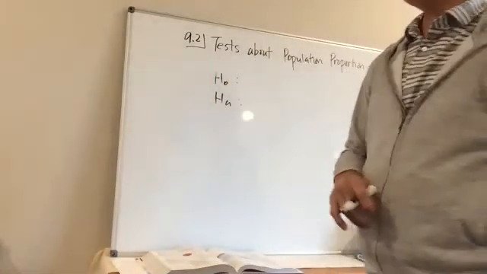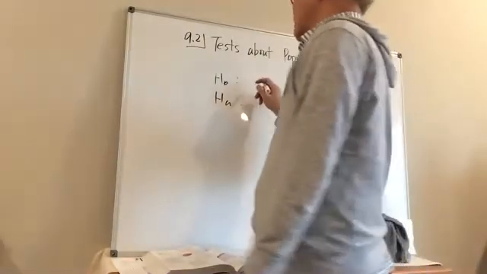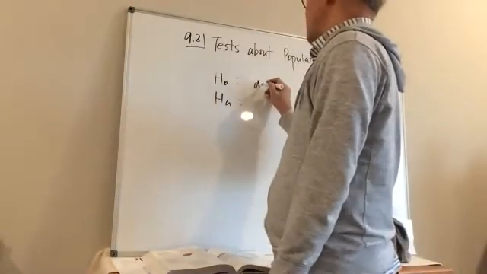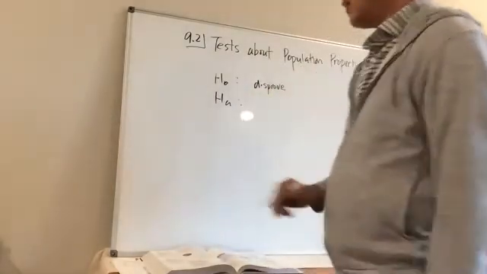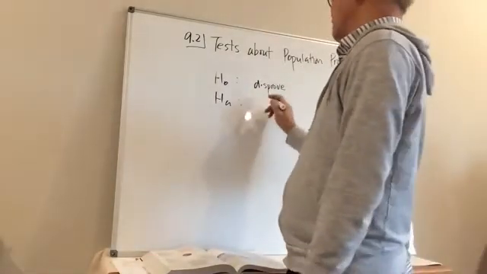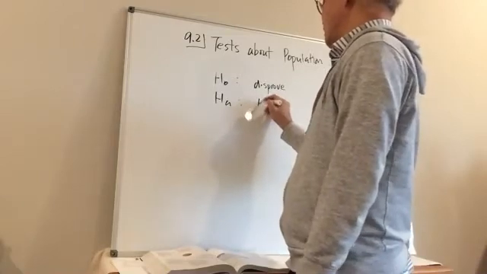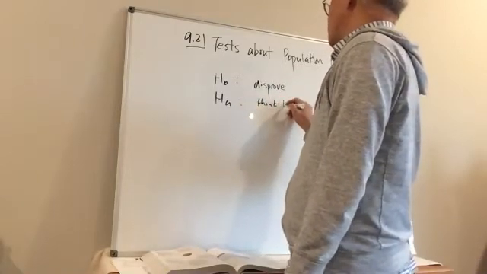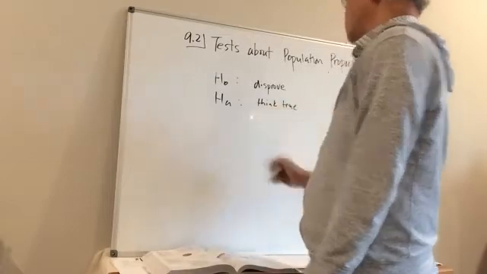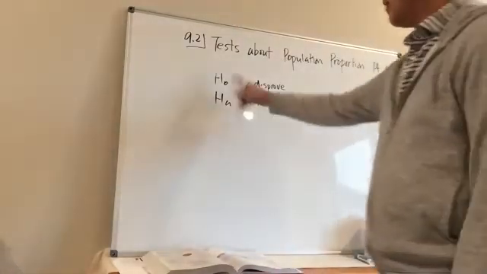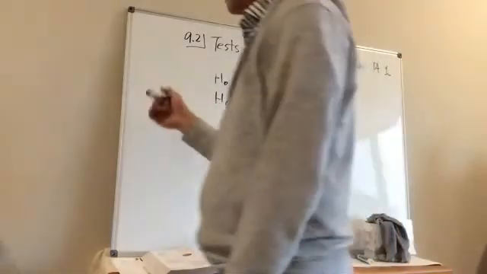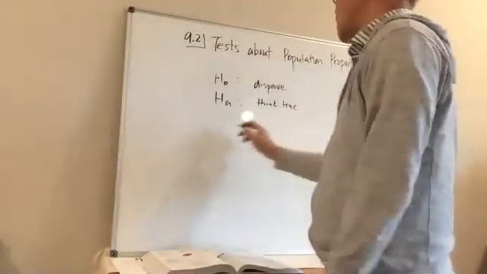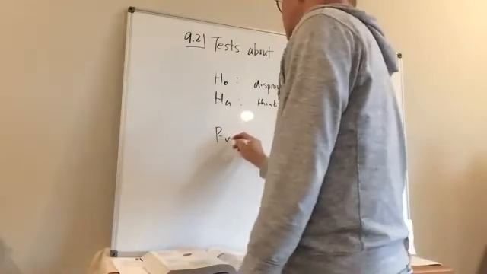In the H0, we write down the thing that we're trying to disprove. And in the Ha, we write down what we think is true. Okay, and in the end, we were going to find what is called the p-value.